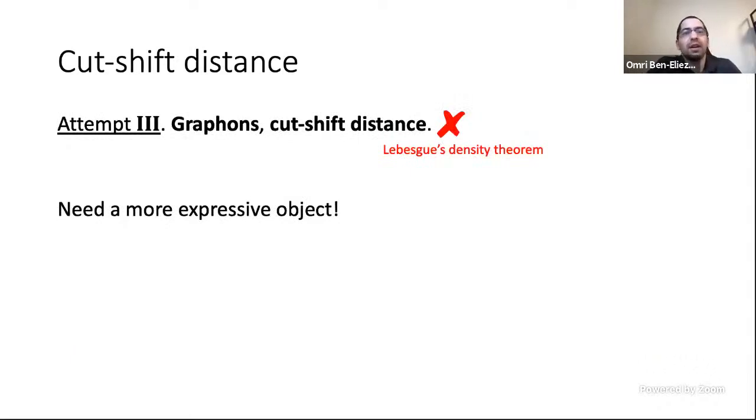However, we could try to use graphons with the cut shift distance, but the graphon is not a sufficiently expressive limit object, even if we couple it with the cut shift distance. So not only do we need a new distance notion, we also need some more expressive limit object.